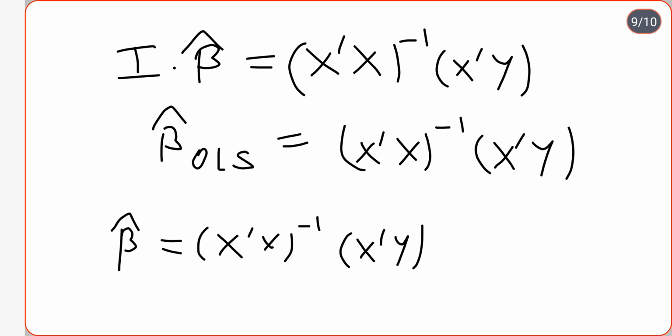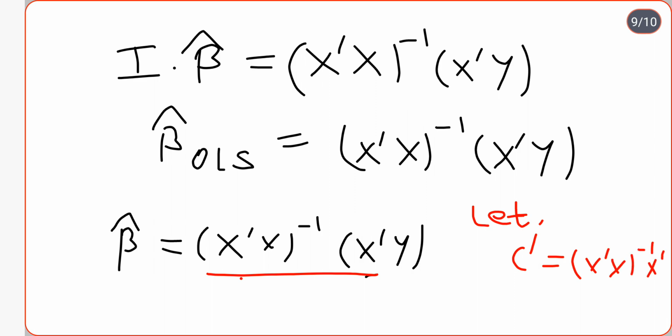I want to take this part, x prime x inverse into x prime, till this part, not the y, and let it be c prime. Why am I doing it? There are some purposes, that's why. So c prime is nothing but x prime x inverse x prime. This is the value of our c prime. So now beta hat becomes c prime y.